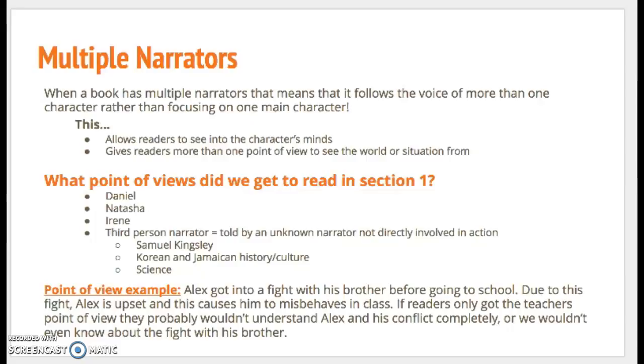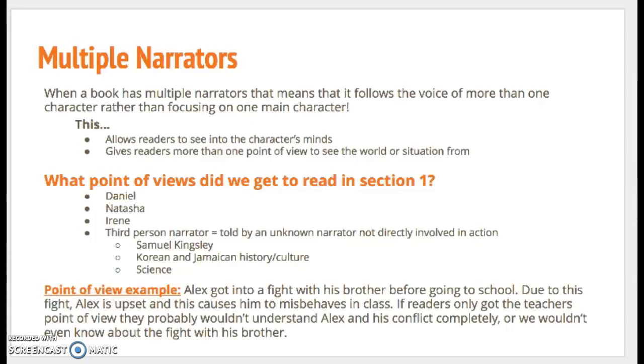So what points of view did we get to read in section 1? Well, we saw a lot of Daniel and Natasha's point of view. We also caught a little bit of Irene, who was the security guard at the immigration center. And then we also got a little bit of a third-person narrator. A third-person narrator is told by an unknown narrator that is not directly involved in the action. So we saw that with the Samuel Kingsley section, and then the Korean and Jamaican history and culture sections, and also a little bit that deals with science.